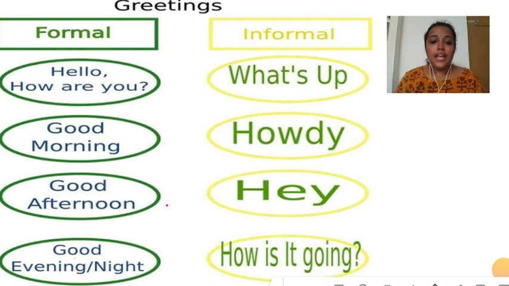Now let us analyze the informal ways of greeting a person. What is the first one? What's up? Then howdy. Hey, how is it going? So this is how you informally greet someone. So these are the two different manners in which we can greet people. One is formal and the second is informal.